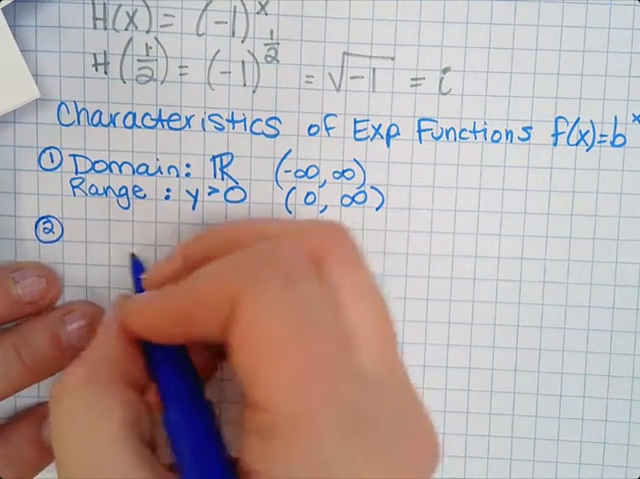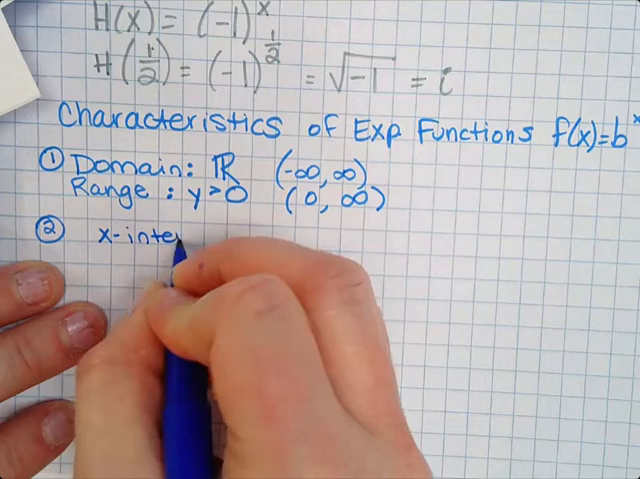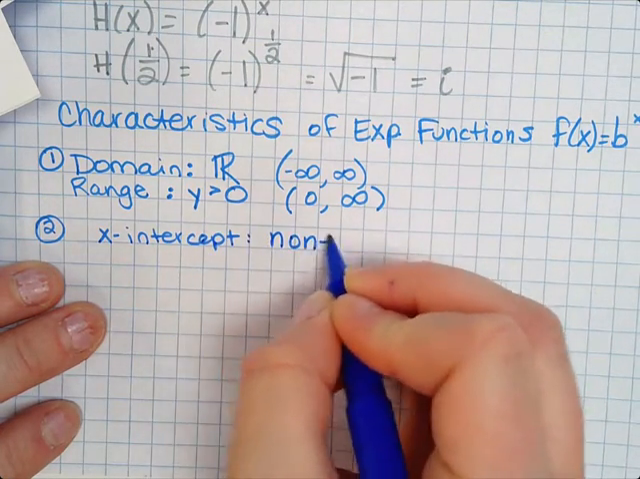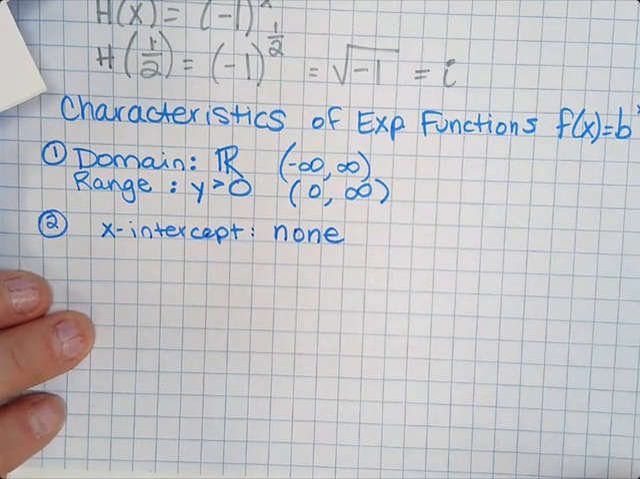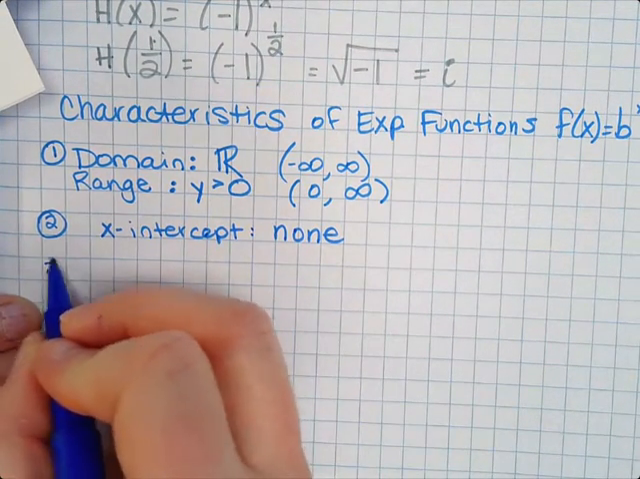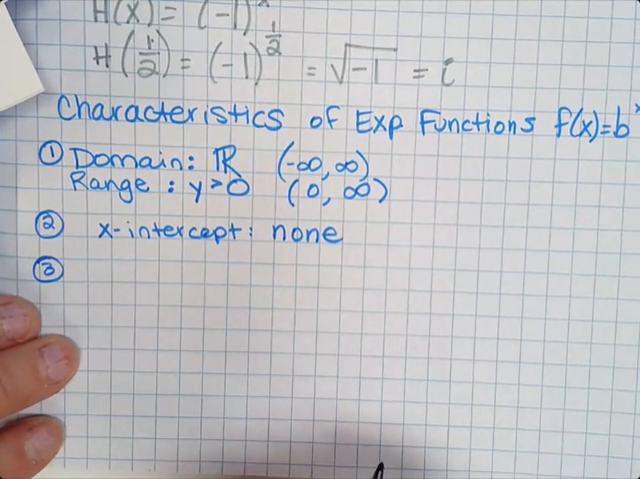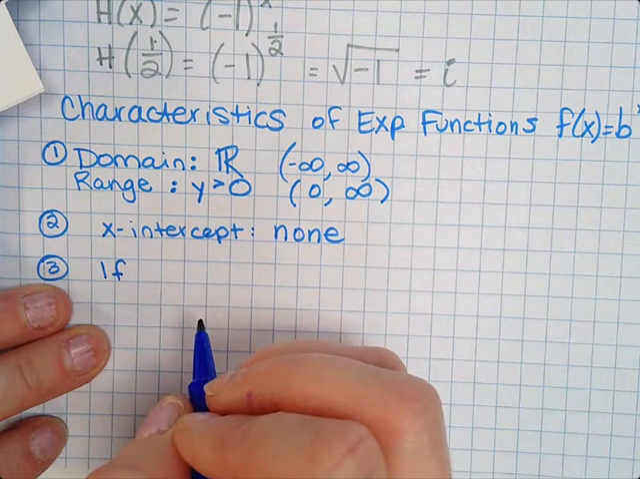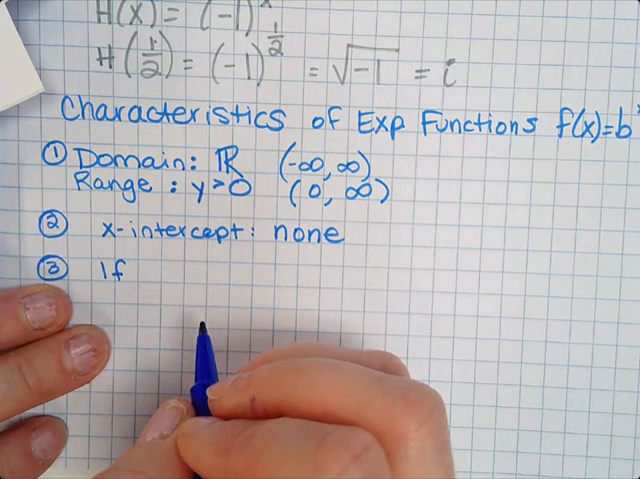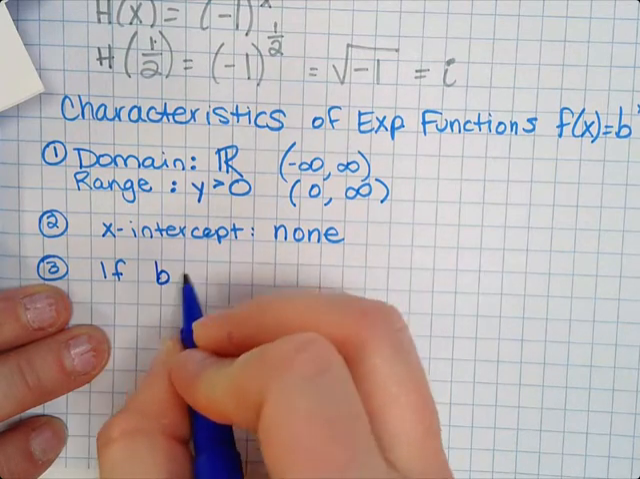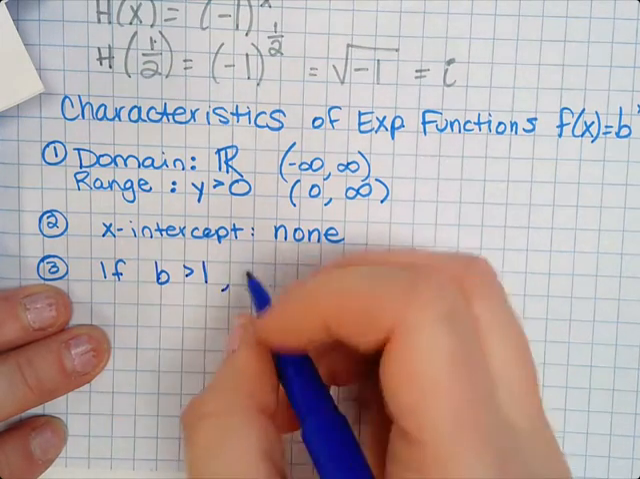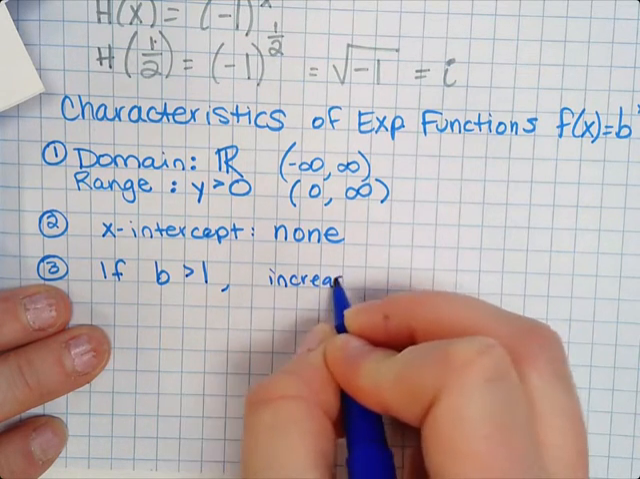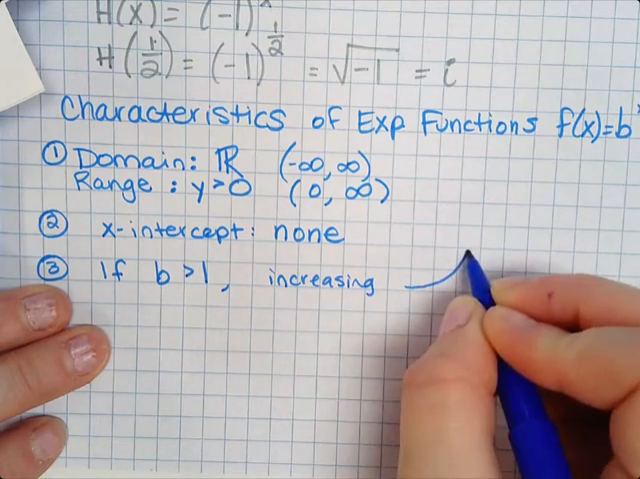Second thing will be our x-intercept. It won't have one. It will never cross it or touch it, so there is none. So if b is greater than 1, then it's going to be increasing, like that.